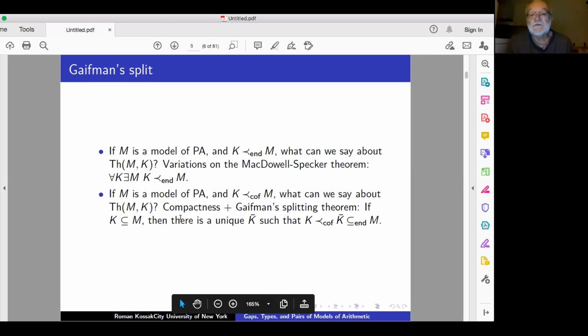And the second case is the case of cofinal extensions. And that's because of Gaifman's splitting theorem. And here, there is a dramatic difference between constructing elementary end extensions and just cofinal extensions. Because for cofinal extensions, you just use compactness to construct an extension of a given model K, and then by Gaifman's splitting theorem, you automatically get a cofinal extension. And so different techniques apply, and there is almost a different theory of cofinal extensions.